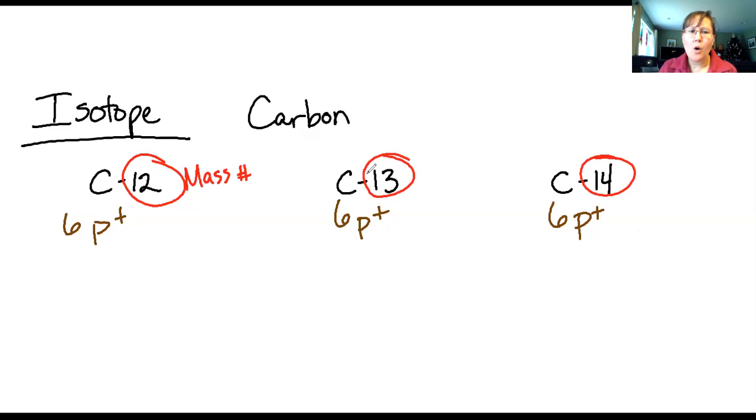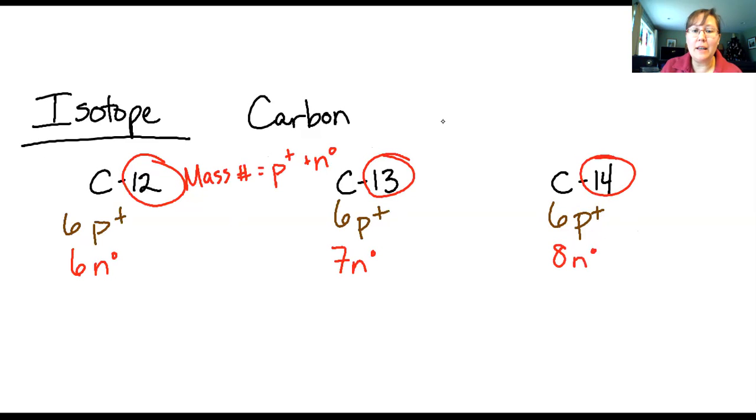So what does that mean? Well, remember we said that the mass number was equal to the protons plus the neutrons. So if we have 6 protons and our mass number is 12, that means that we have 6 neutrons. If our mass number is 13 and we have 6 protons, that means that we have 7 neutrons. If our mass number is 14 and we have 6 protons, that means we have 8 neutrons.